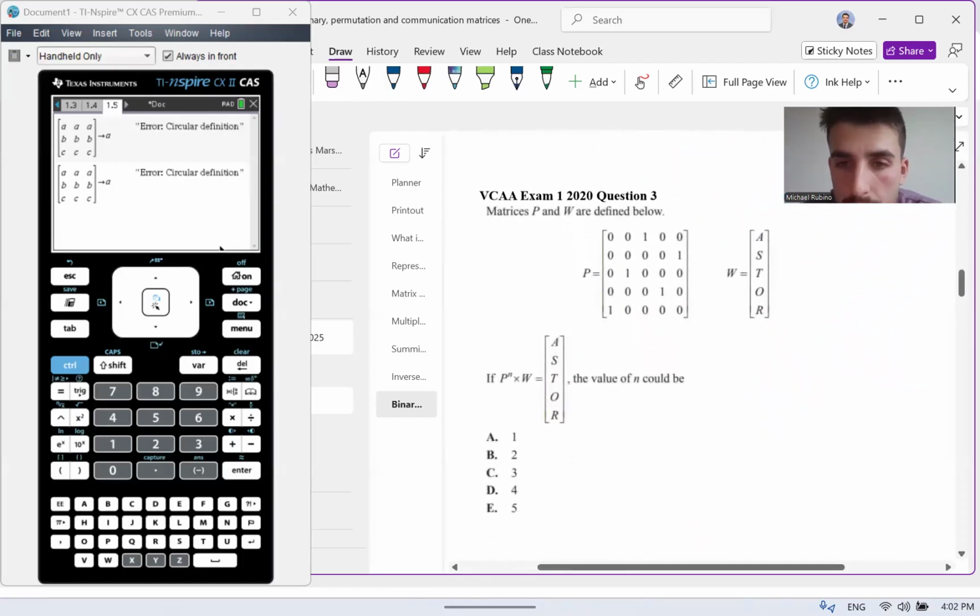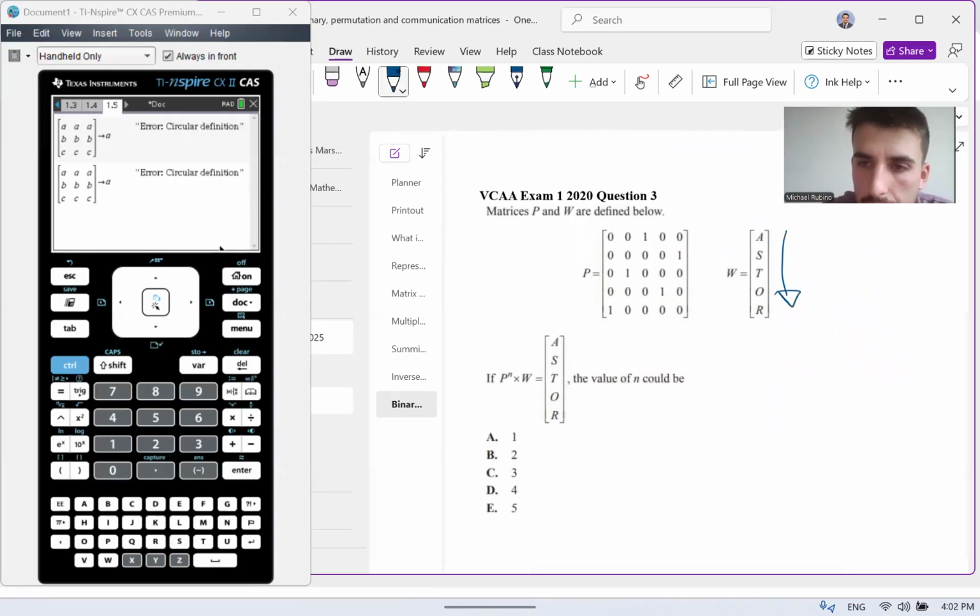Matrix P and W are defined. Now we start with Astor. That is what we start with. If we multiply P by Astor, it'll change. So if we just did P by Astor, row 1, we'd start with a T because we're looking for the third position. Then it would be the fifth, so TR. Then the second, TRS. Then the fourth being O, and then the first being A. So if we used the permutation, that is what we would get.